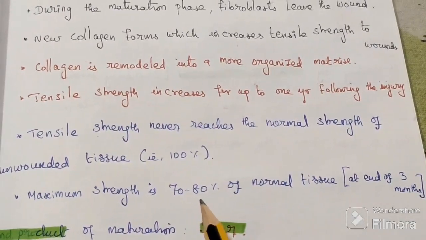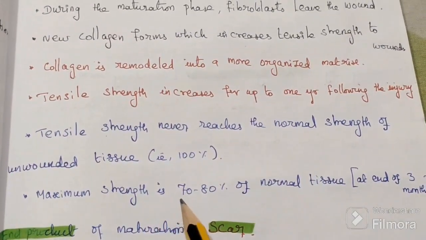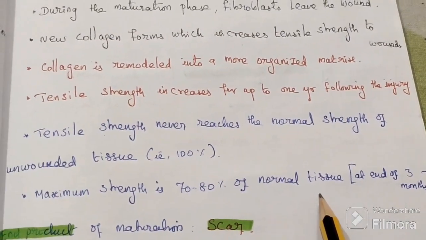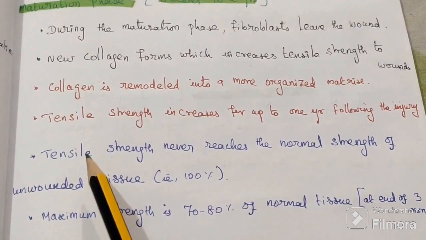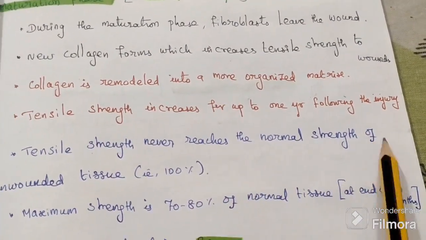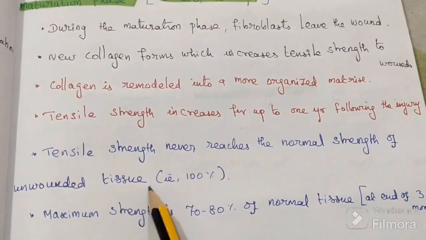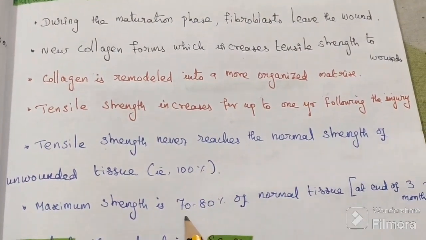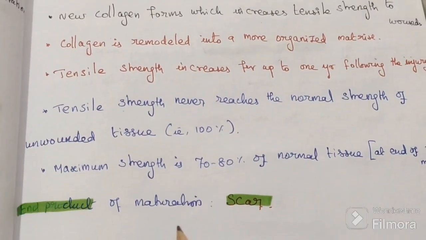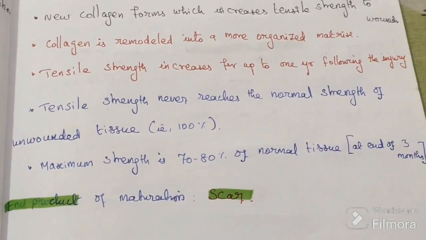The maximum strength is 70 to 80% of normal tissue. This tensile strength never reaches the normal strength of unwounded tissue, which is 100%; here it is only 70 to 80%. The end result of maturation is that a scar will form.